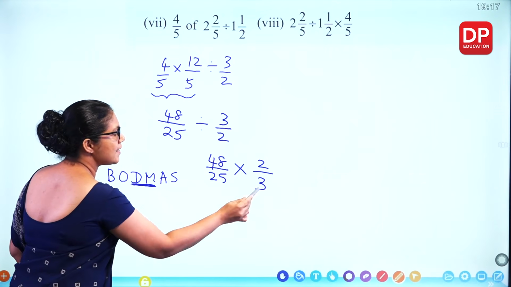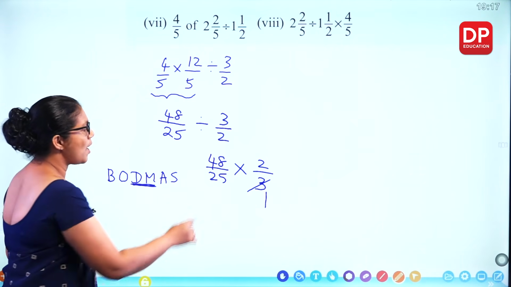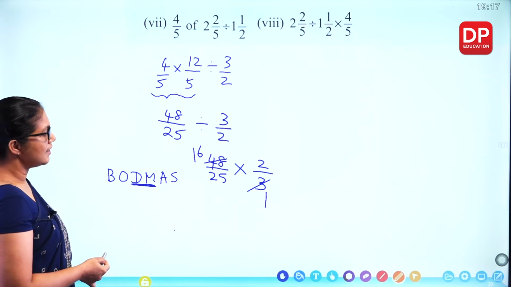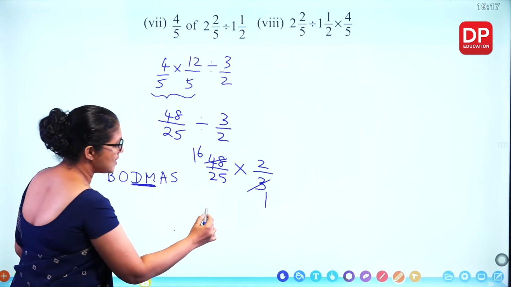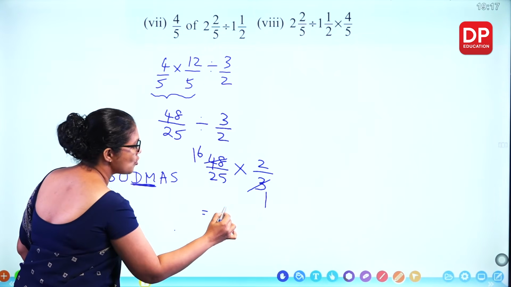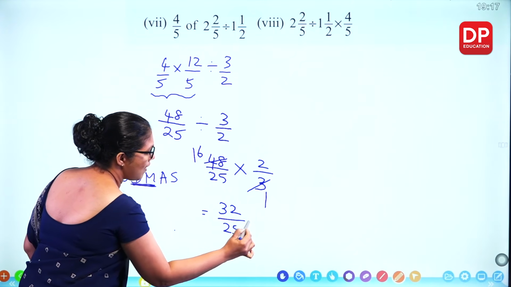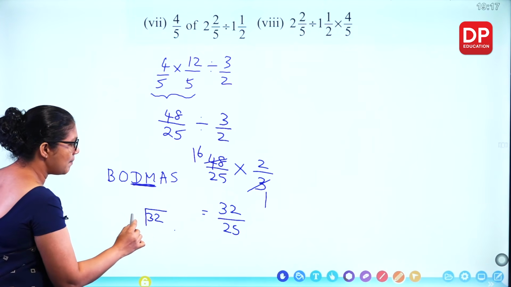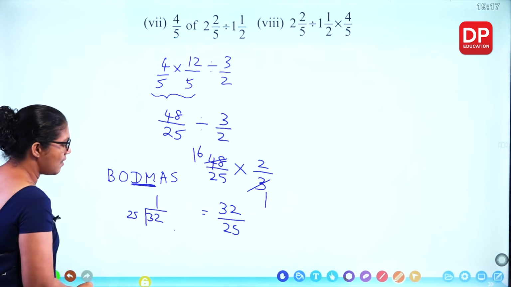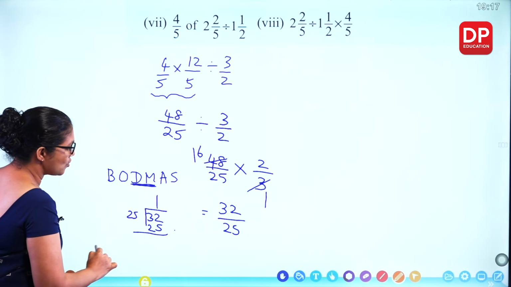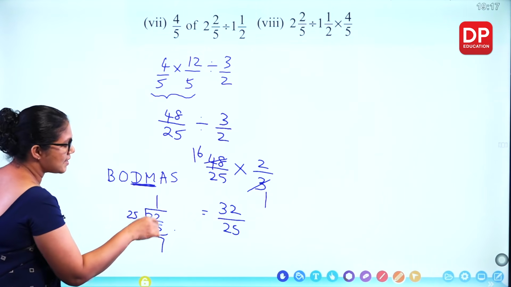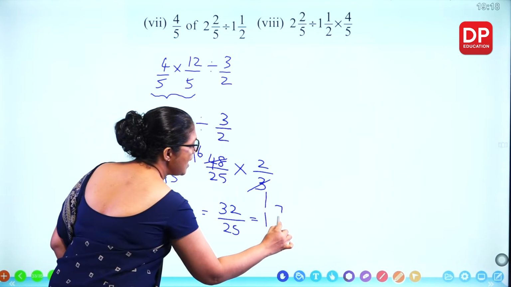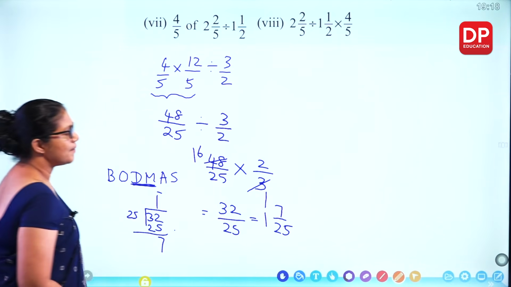So can you divide this by 3? Yes. 3 times 1, 3 times 6, 18. So 16 there. Further you can't simplify. So what's the answer? You get 16 times 2 is 32 over 25. Now this is an improper fraction. Find out the mixed number. Divide by 25. 1 is there. 25 you subtract. You get 7. So what's the mixed number? You get 1 whole part. 7 parts remaining out of 25.